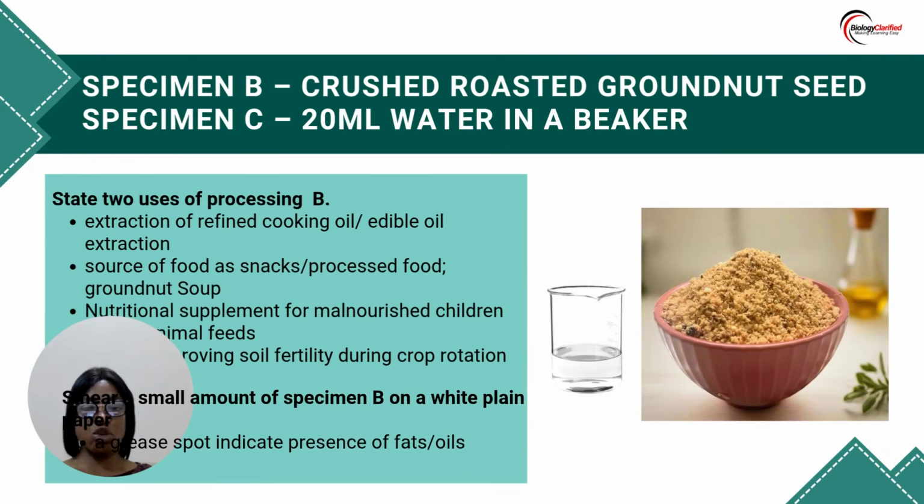So here I decided to combine specimen B and specimen C, and you will soon find out the reason why I did that. On specimen B, you could be asked to state two uses of processing specimen B, because specimen B is actually the processed seed of specimen A. Extraction of refined cooking oil or edible oil is one use. It is also used as a source of food, as snacks, processed food, like for cooking soup, groundnut soup.